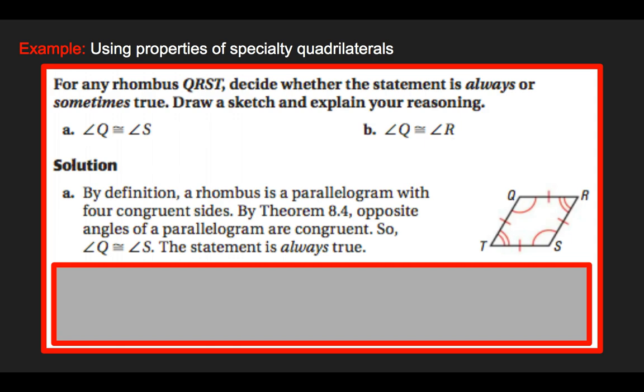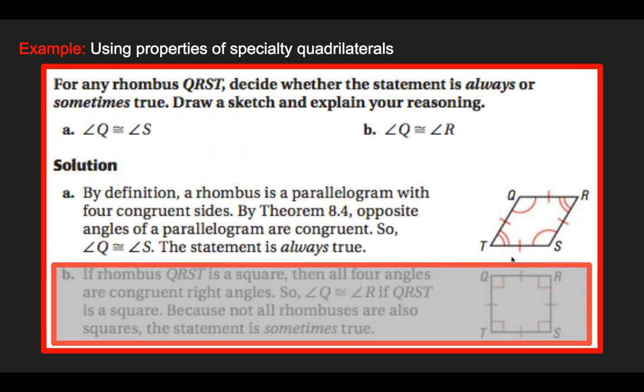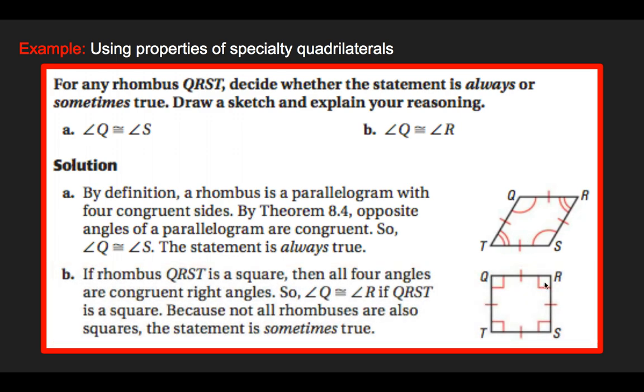Angle Q and angle R. Can angle Q and angle R be congruent to each other? It appears in this rhombus that they are not congruent to each other, but could they sometimes be congruent to each other? I hope you're imagining pushing this side up and making 2 right angles. If a rhombus is a square, all 4 angles are congruent. Therefore, these 2 consecutive angles, Q and R, are congruent. Therefore, this is sometimes true, meaning sometimes it's not true, as you can see in this first figure, and sometimes it is true, as you can see in this second figure.